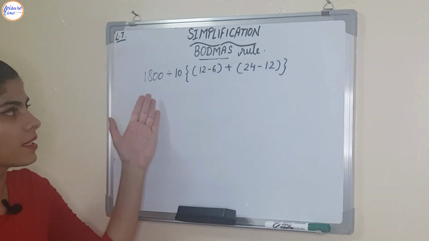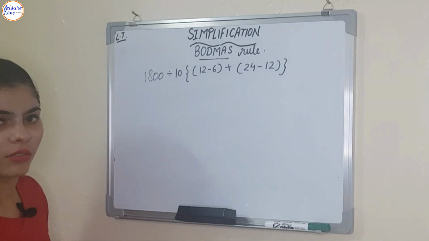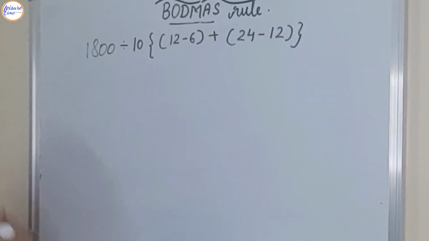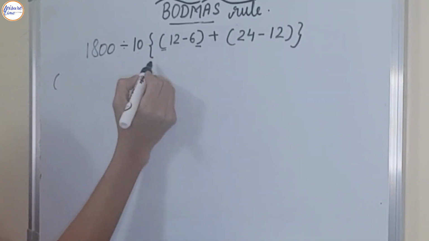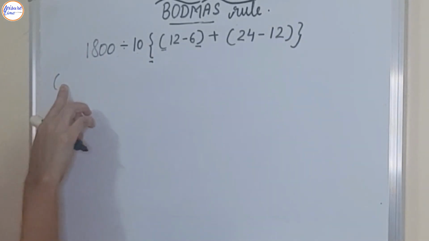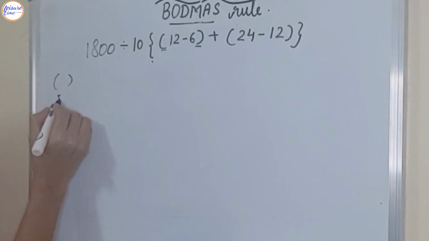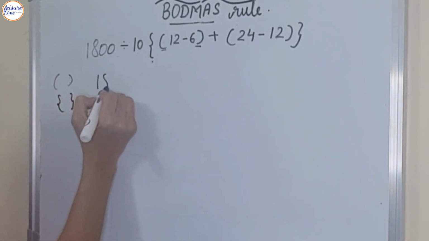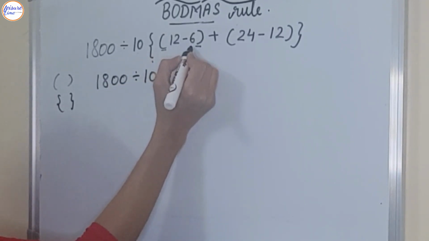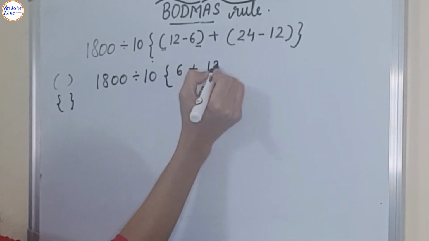Now here it is, one more example of simplification. How will you simplify this expression? Using again the BODMAS rule. How many brackets are there? First one is here, small brackets, then here curly brackets. Here there is no square bracket. So we will solve the small bracket first and the last one is the curly bracket. So first solve this. Again we will write this one: 12 subtracted from 6, 6 plus 24 minus 12, 12.